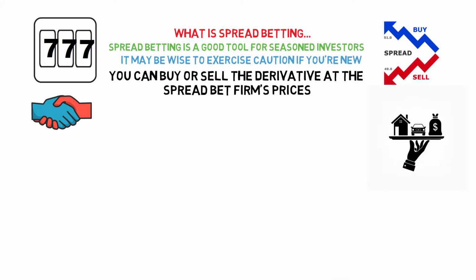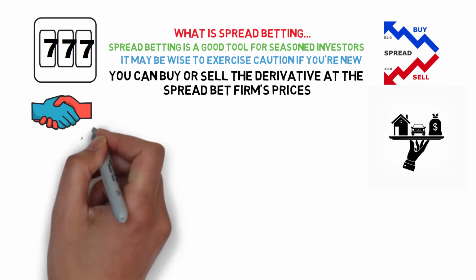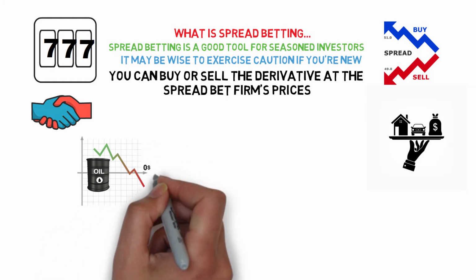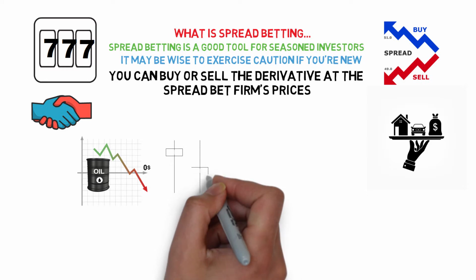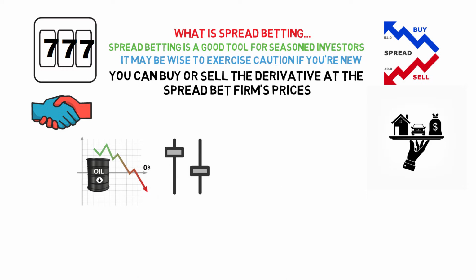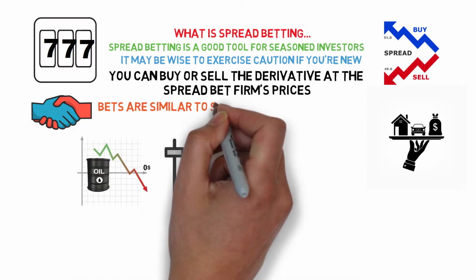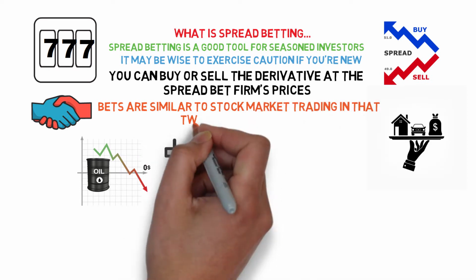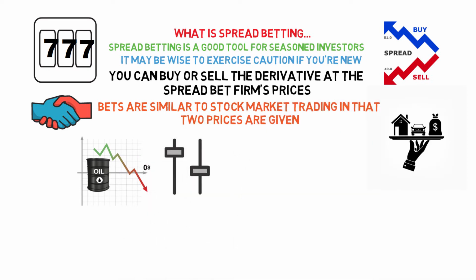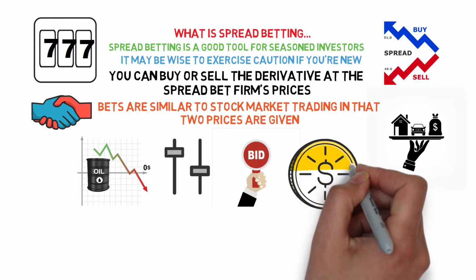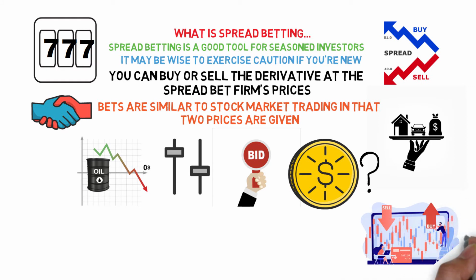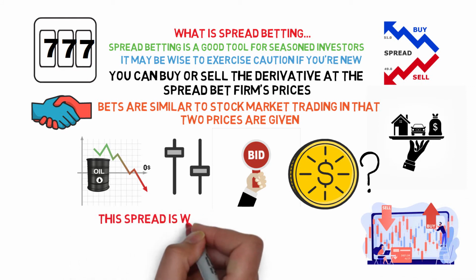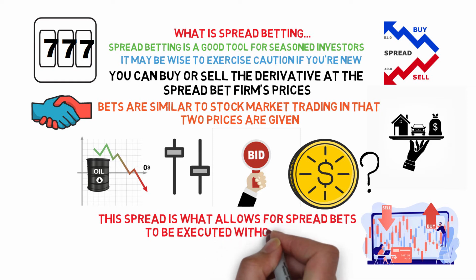Note that individuals do not own the underlying asset on which they wager, for example, a stock or a commodity. Spread bettors simply gamble on whether an asset's price will go up or down based on prices supplied to them by a broker. Spread bets are similar to stock market trading in that two prices are given, one for the buy side, the bid price, and one for the sell side, the ask price. The spread is the difference between the purchase and selling prices. This spread is what allows spread bets to be executed without fees, unlike most security trades.